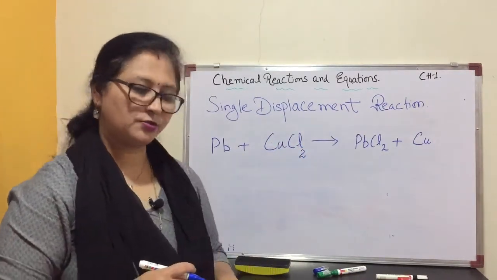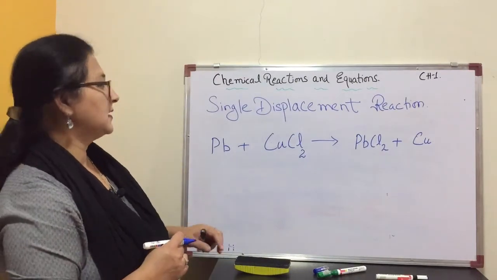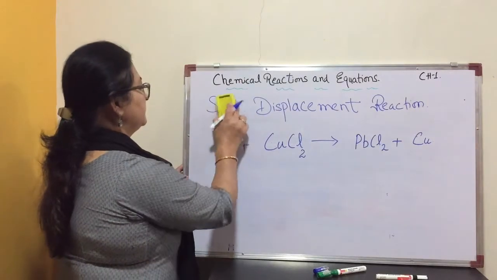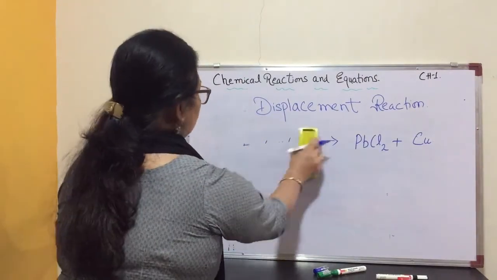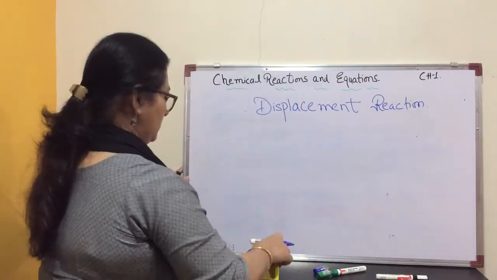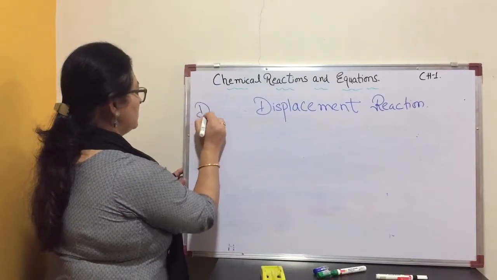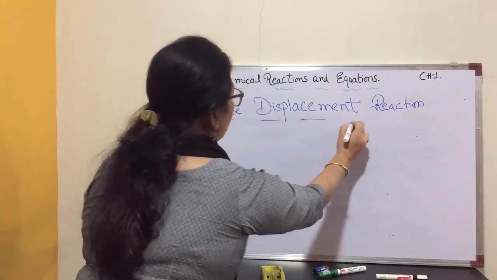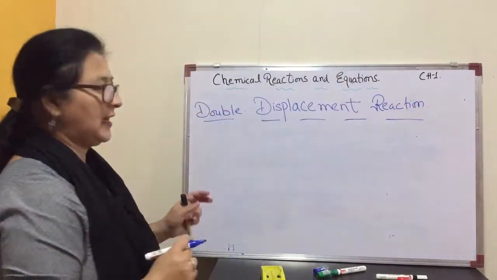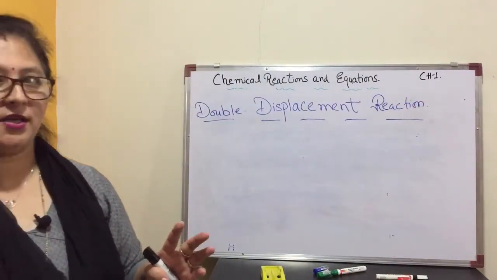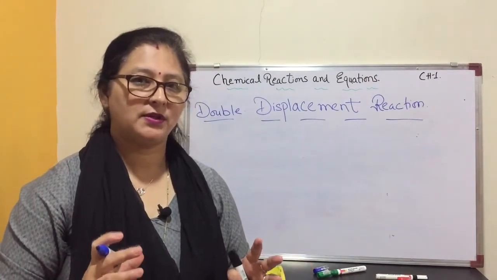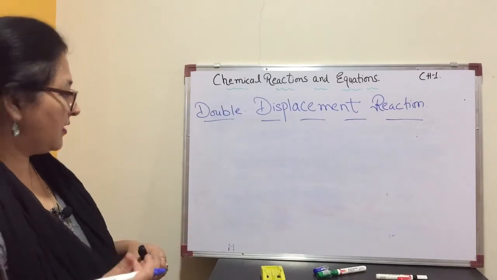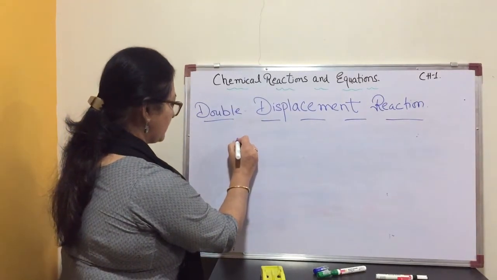Yeah. So let's do the next reaction, that is the double displacement reaction. In the double displacement reaction, as we have already seen, there will be a change in radicals between the reactants. So let's do.